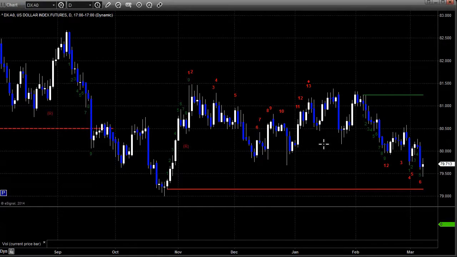But the flip side is, if we actually break these lows, we're going to get out of this range that we've been stuck in for the last 6 months. That alone would be fairly exciting to see.